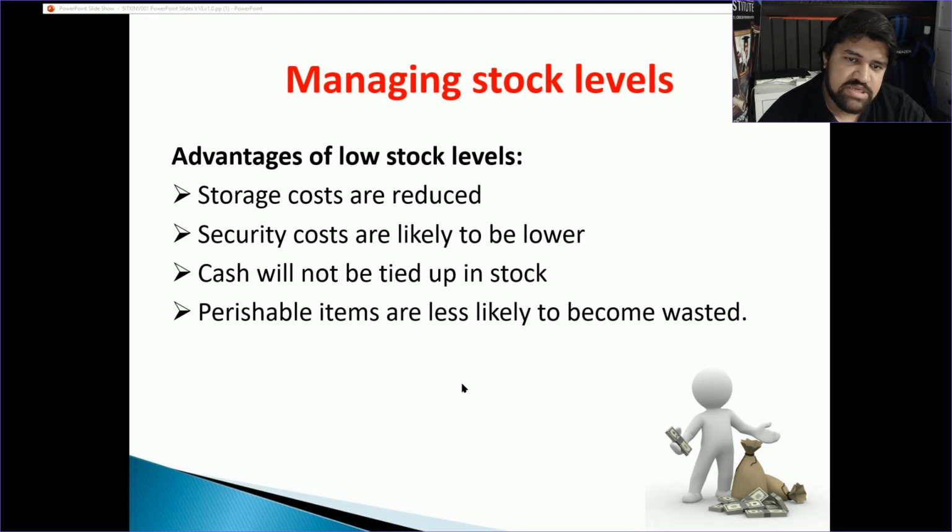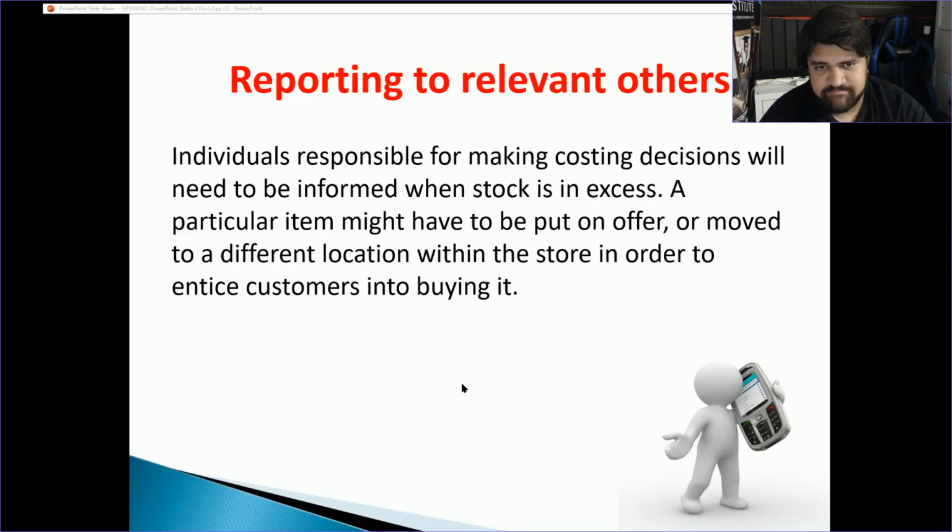You don't have too much money to spend, and you're not really thinking about, okay, all this stock is going to wither away or get wasted, right? Reporting to relevant others. We're talking about individuals responsible for making cost decisions, who will need to be informed when stock is in excess. A particular item might have to be put on offer or moved to a different location within the store or ordered to entice customers into buying.